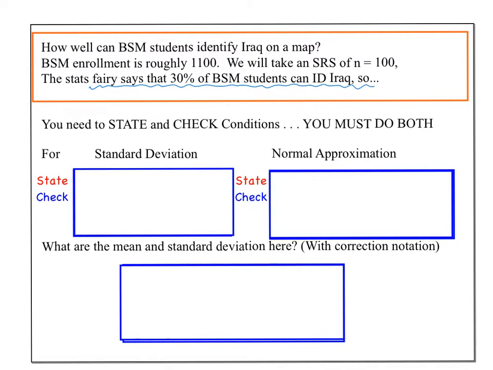Now, in real life, we wouldn't know that. That would be something we're trying to approximate based on samples. But in Chapter 7, we're given information that we wouldn't typically have in real life, just so that we can get the mechanics down. So all of that is saying that our population proportion is 0.30. Our sample size is 100. Our population is 1,100. We're only talking about BSM students. So our population is BSM students.